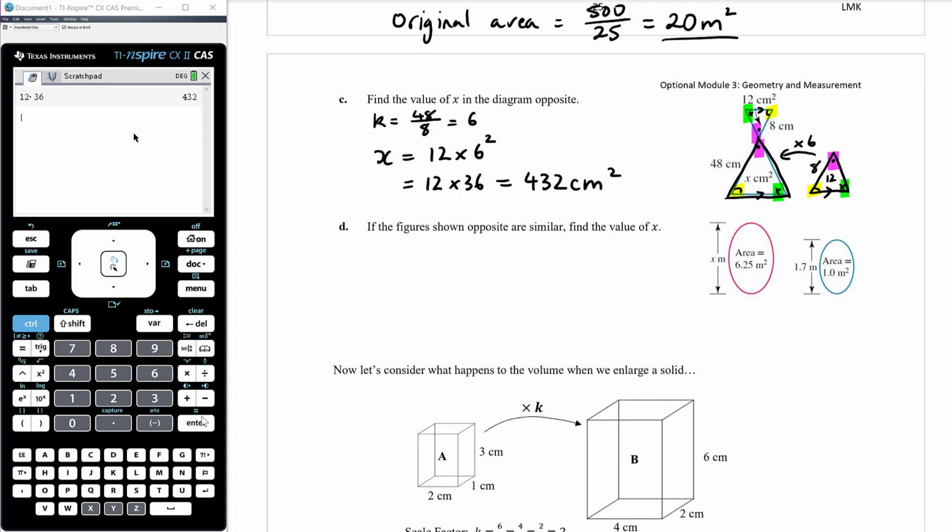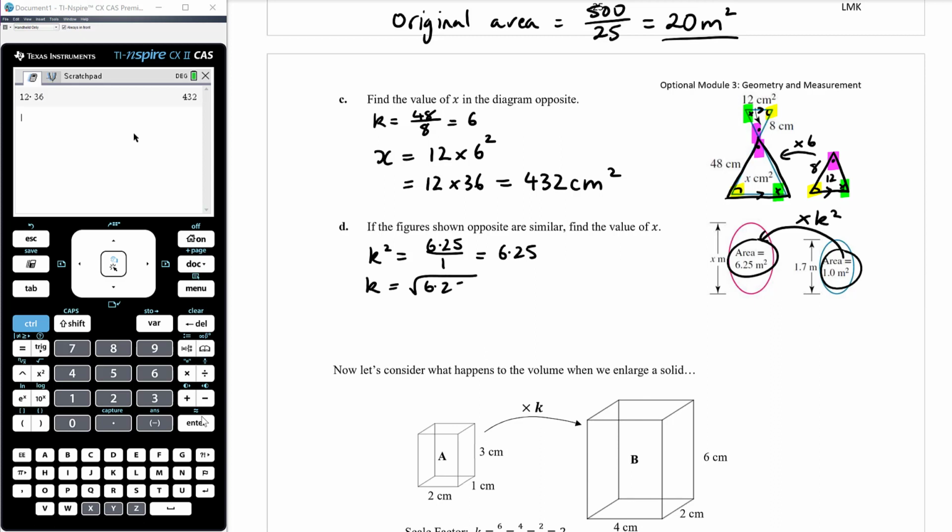Okay, so x is an unknown length, but we've got both areas, so we can use the two areas to find what the scale factor is. From area to area, we're essentially working out k squared. So we know that k squared, the linear scale factor squared, will be the scale factor between the areas, so that's 6.25 divided by 1, so that's 6.25. So the scale factor between the lengths is going to be the square root of 6.25.